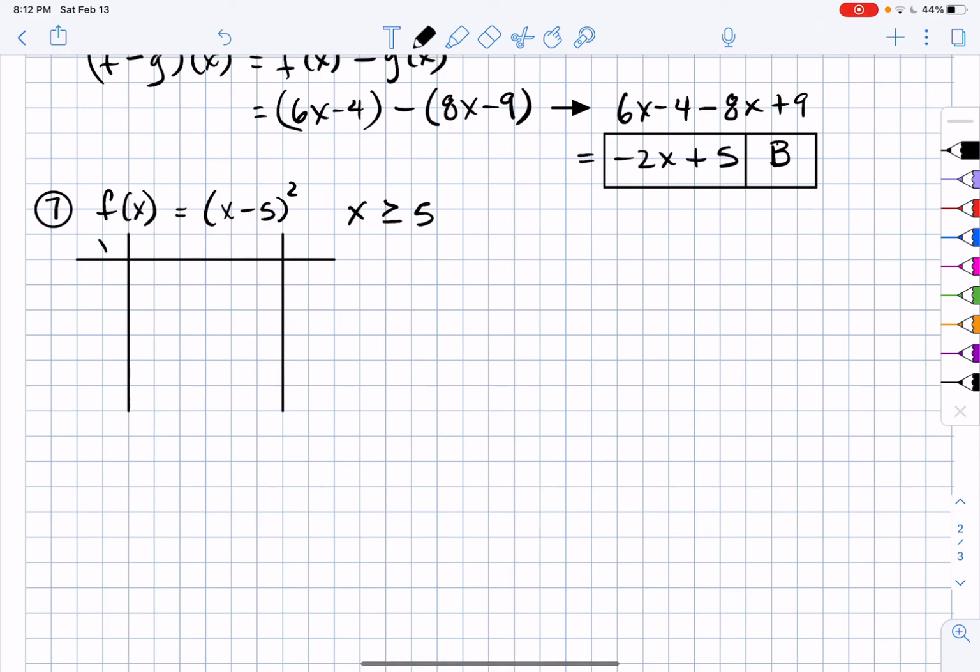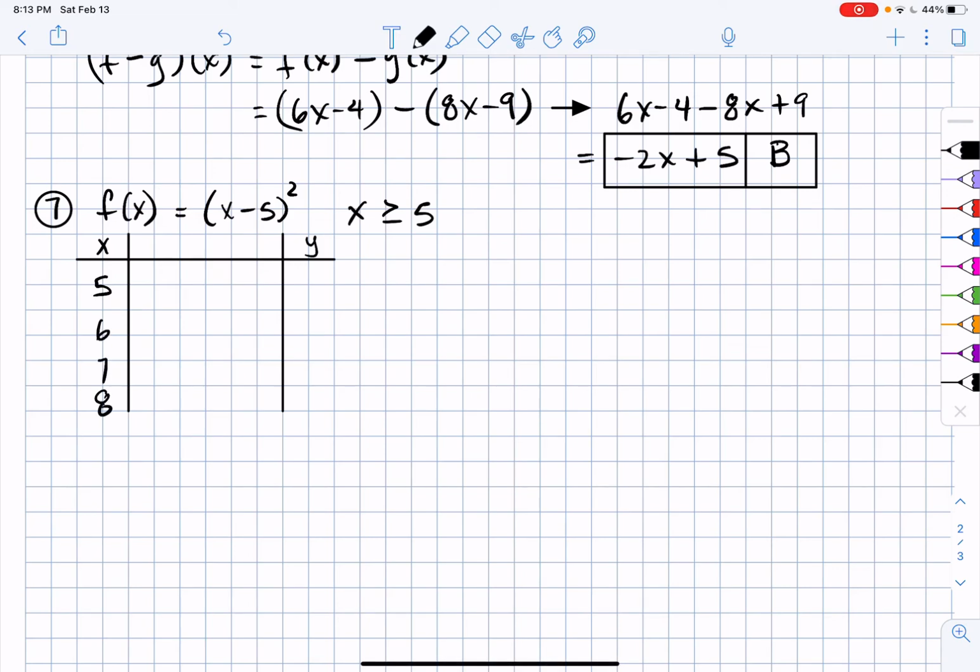All right, so here's my x, here's my y. So I'm looking at this right here. This is telling me what x values to use. It says use x values that are greater than or equal to 5. Awesome. So then I'm going to start with a 5, then a 6, then a 7, then an 8.